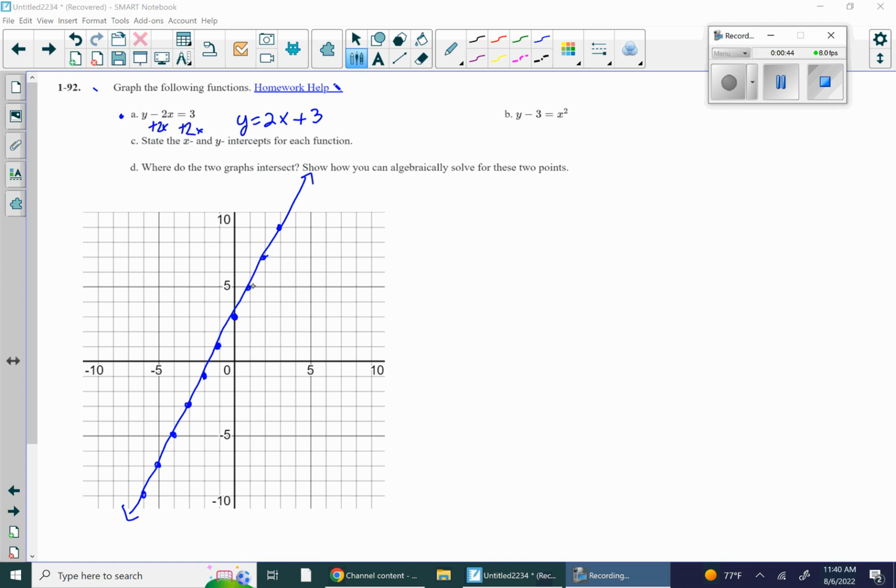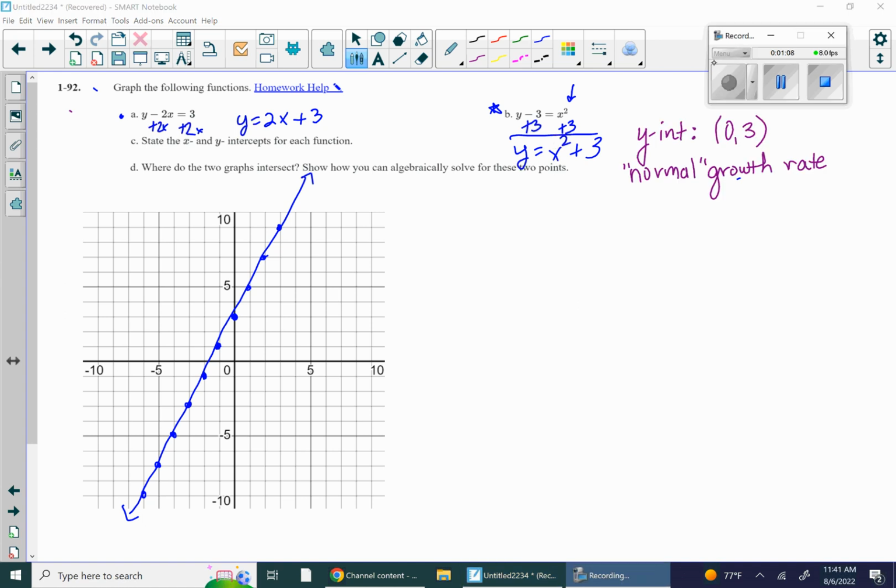So there's our line. Now we need to come on over and graph b, which we do have an x squared here. That means it's a quadratic function and it will be a parabola. And I'm going to get it into y equals form. So again, I'm going to just add this 3 to both sides, so we get y equals x squared plus 3. And so what I'm going to go ahead and do is get this parabola on the graph.